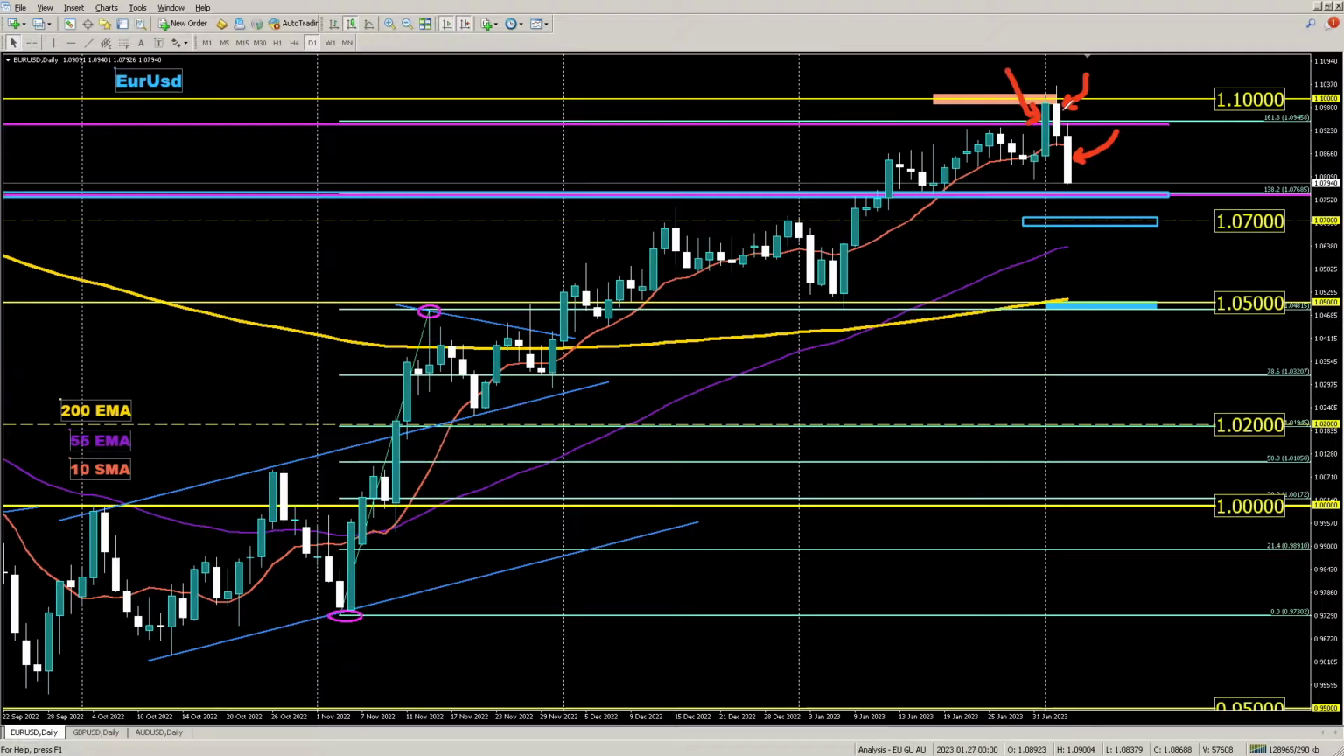But the tone was dovish, so that's why the Euro started to fall after spiking through the resistance zone at 110, spiking through to hit the 110.40 area, 110 high at 110.33, before getting rejected and pulling back.